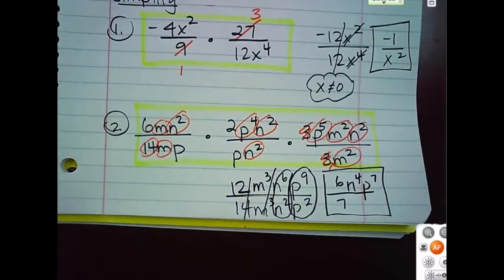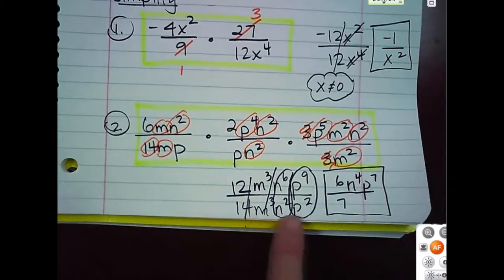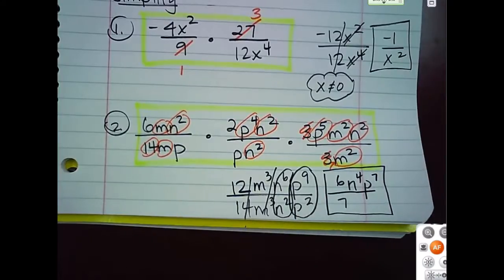If you go back and look at your restrictions, you need to look at it before you cancel, right? So if you take a look here, m, n, and p can't equal 0.